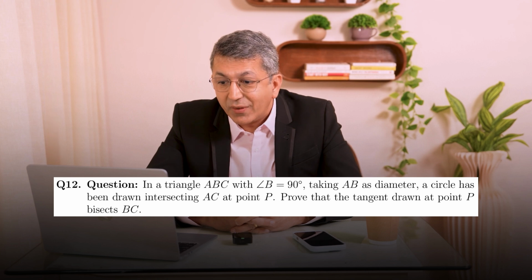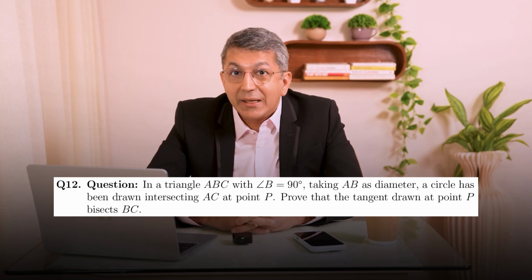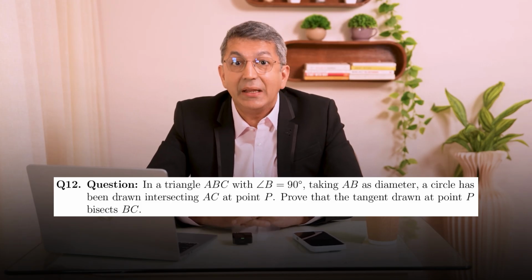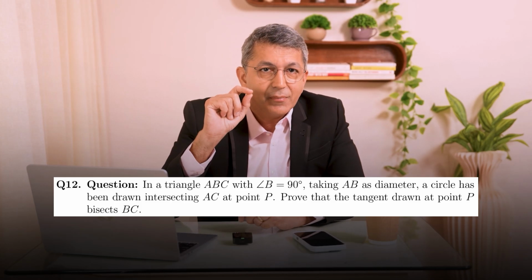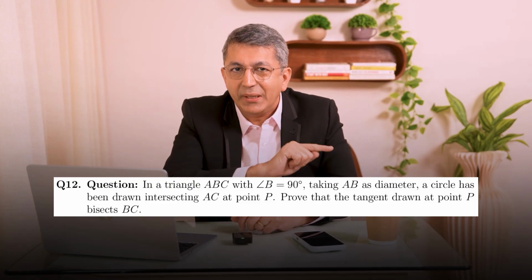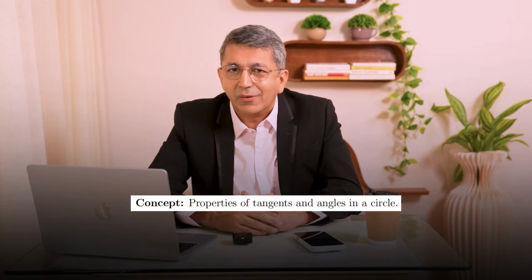Question 12. In a triangle ABC with angle B equal to 90 degrees, taking AB as diameter, a circle has been drawn intersecting AC at point P. Prove that the tangent drawn at point P bisects BC. Concept: properties of tangents and angles in a circle.